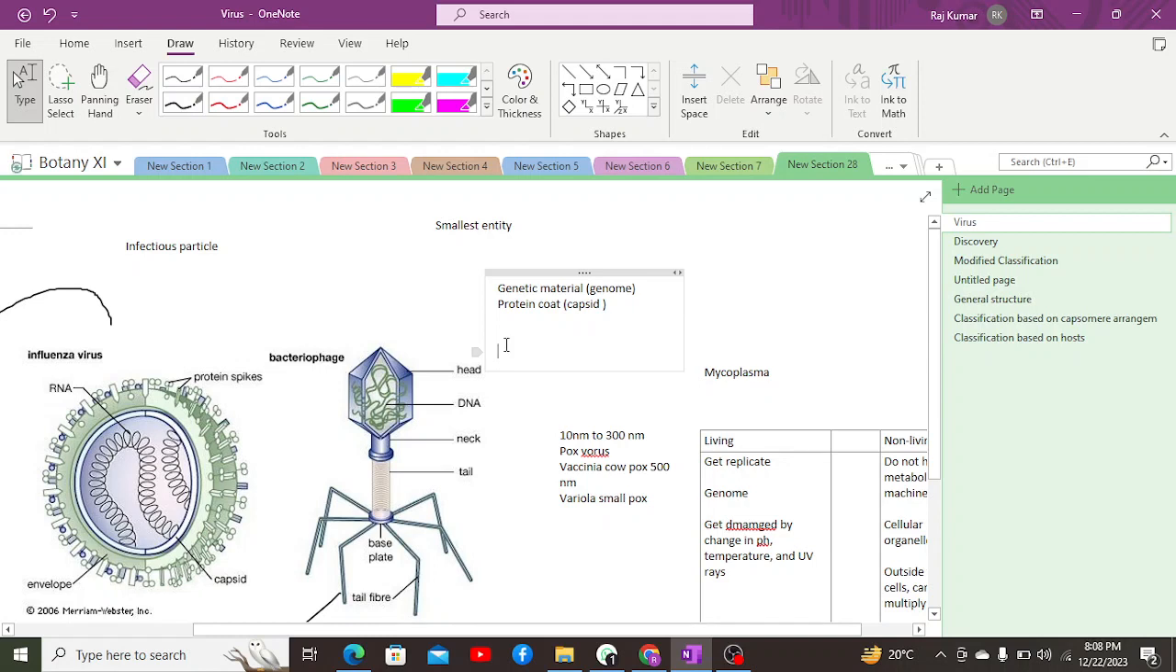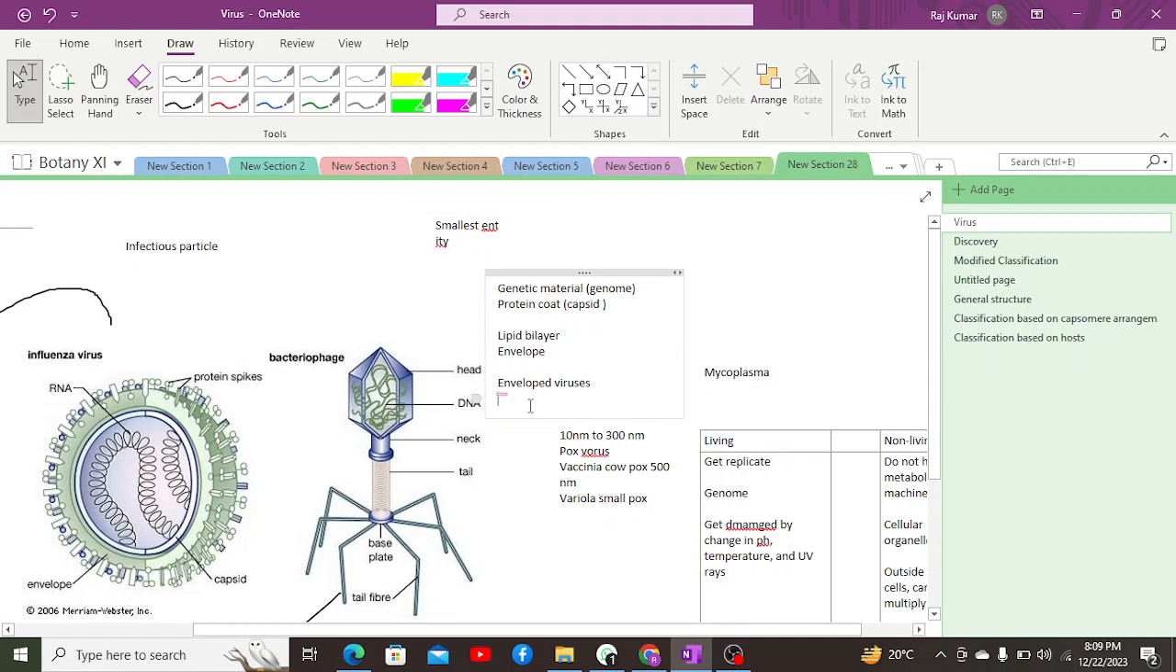Moreover, in some viruses there is also a presence of a lipid bilayer as an envelope. These viruses which have a lipid bilayer as an envelope are known as enveloped viruses.